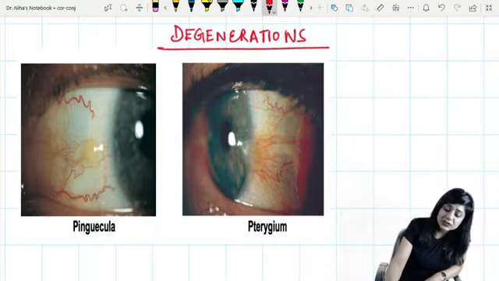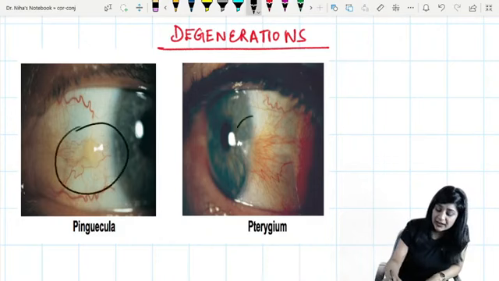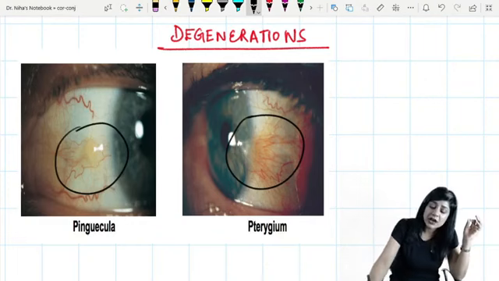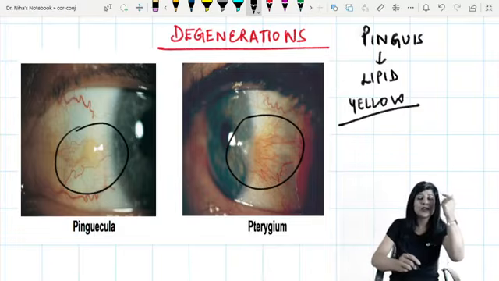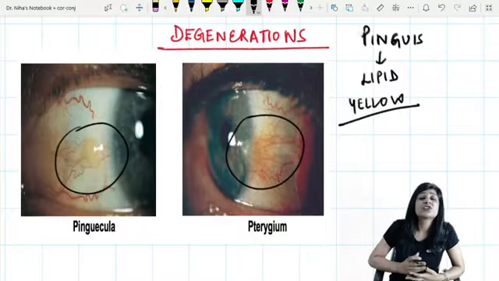So in the degenerations, we have two. One is your pinguecula. This is your pinguecula, and another is pterygium. Now try to understand. See, the word pinguecula is formed from the word pinguis, and pinguis means lipid, means yellow. So basically here we have just a yellowish discoloration, which is stationary, which is just a degenerative condition.